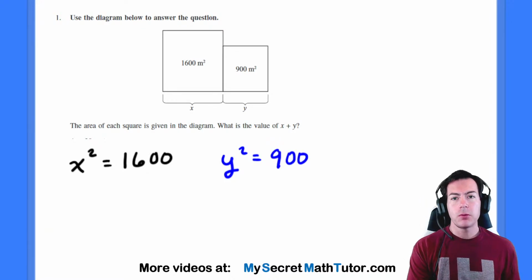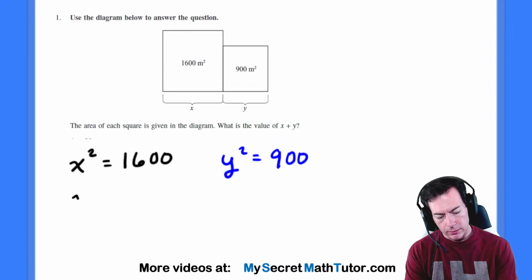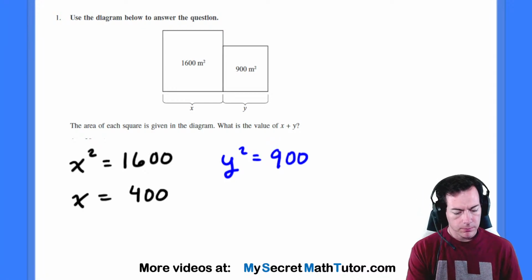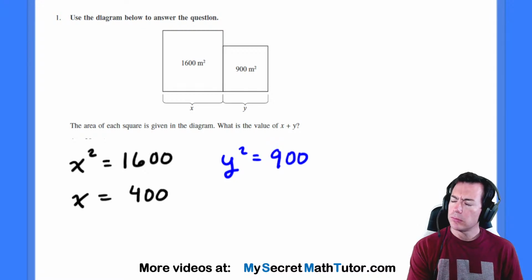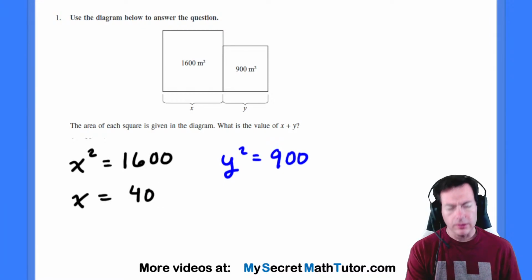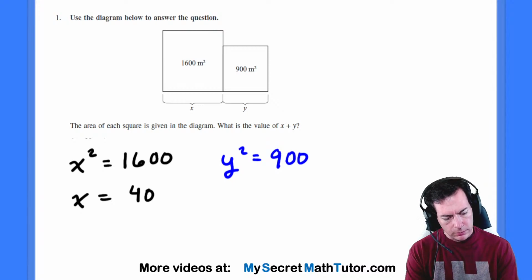Okay, now that we have each of these individually, we can go ahead and solve for x. Taking the square root of both sides, looks like this will give me a nice, what is that, 400. Well, that might be a little large, huh? 40 times 40, that will give me 1,600. Let's take off one of those zeros. For the other one, if I take the square root of both sides of this one, I'll get 30.